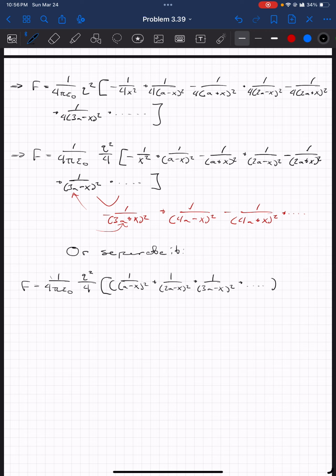And then I will have all of the negative values, which is negative 1 over x squared, negative 1 over a plus x squared, negative 1 over 2a plus x squared, negative 1 over 3a plus x squared, and so on and so forth.